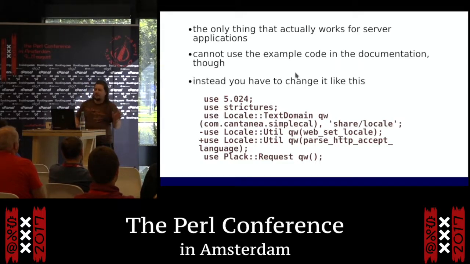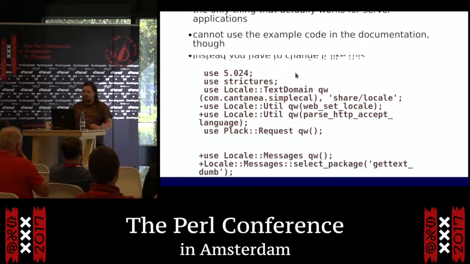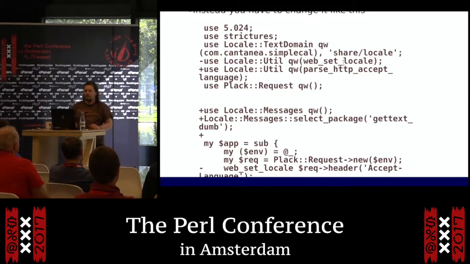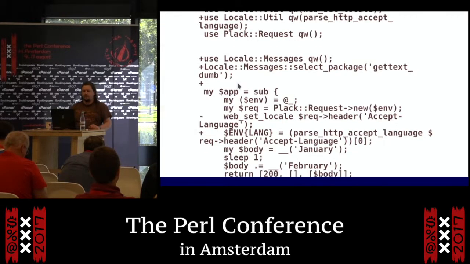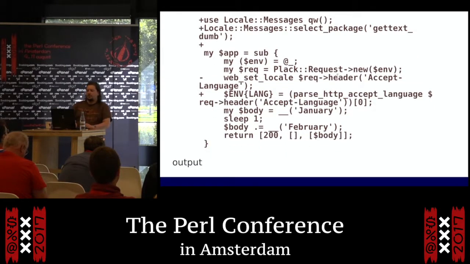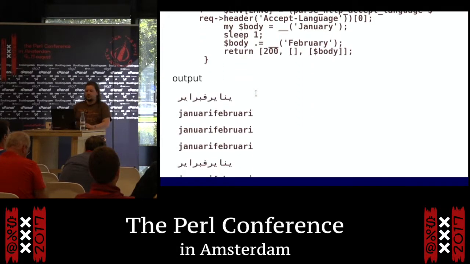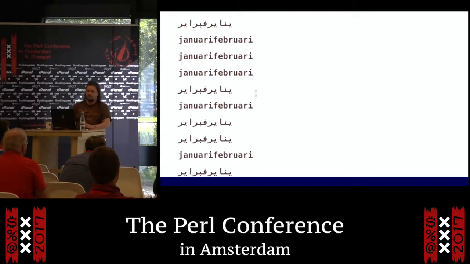You cannot use the example code in the documentation contained in this module, because that would be too easy. Instead, you have to change it like this. So the change is we use a different helper function here. We load an extra module. This is just necessary for switching the backend to getTextDumb instead of the default XS implementation. And here at this part where we look at the accept header, we are using a different helper function, and assigning this to the environment LANG variable. The output of this is correct, which is nice, what we wanted.